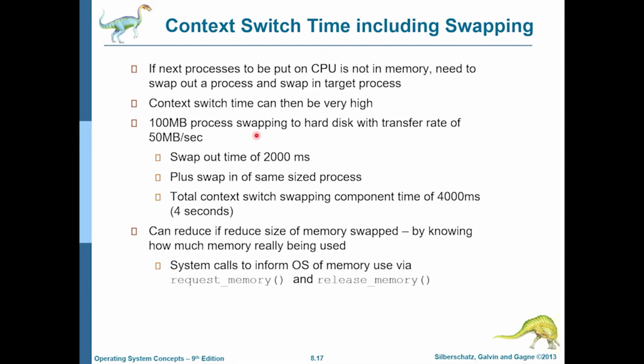And that is an enormous amount of time compared to normal context switching, in which it's just a matter of microseconds maybe to swap one process for another. This swapping time can reduce if the amount of memory that is used by processes is less, and also is very well known to the operating system. So if processes can make use of system calls like request memory and release memory, the operating system can do a very good job at bookkeeping of how much memory a process is using, and that can make the process of swapping out and swapping in a little bit more efficient.